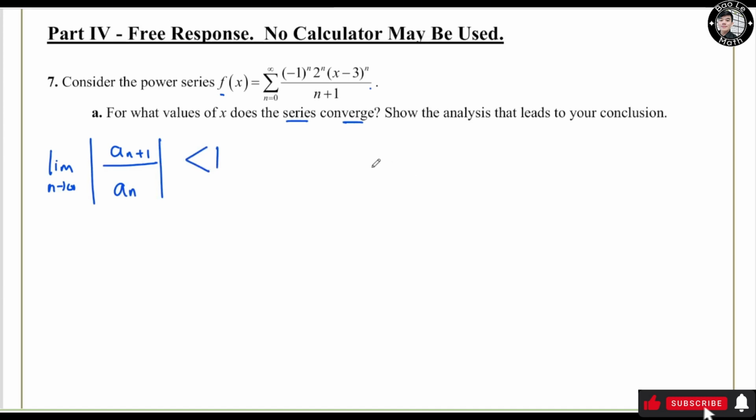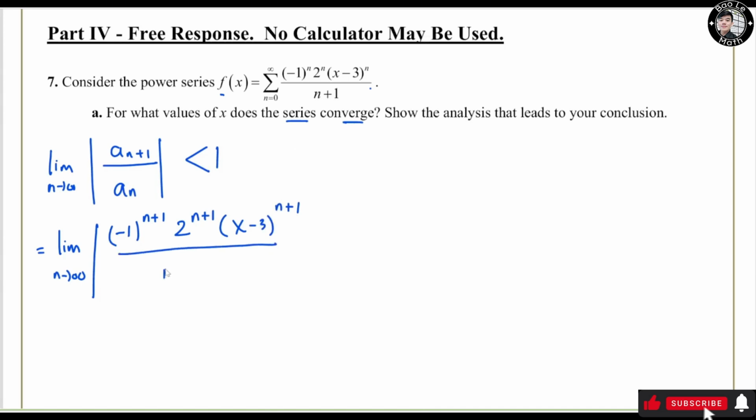So we have the limit when n approaches infinity, absolute value of a sub n plus 1, which is going to be negative 1 raised to the n plus 1 times 2 raised to the n plus 1 times (s minus 3) raised to the n plus 1 over n plus 1 plus 1, which is n plus 2, right? Times the reciprocal of this one, which is n plus 1 over negative 1 raised to the n times 2 raised to the n times (s minus 3) raised to the n, right?